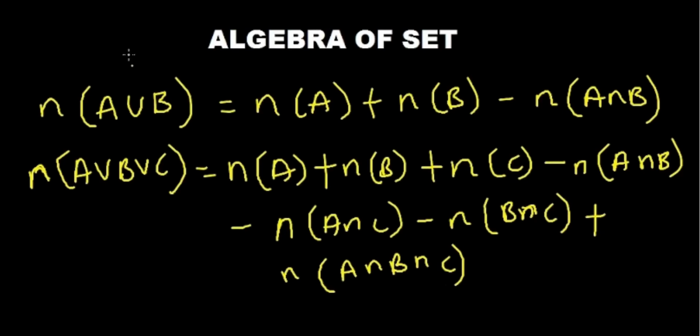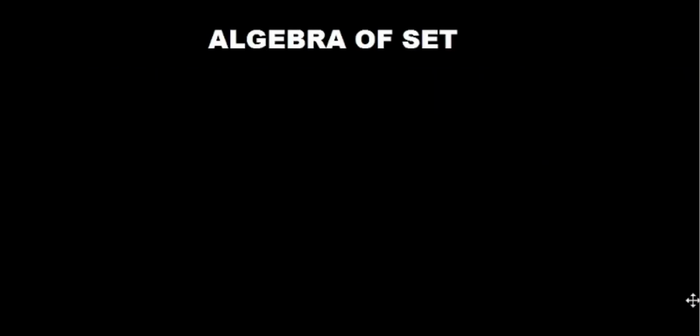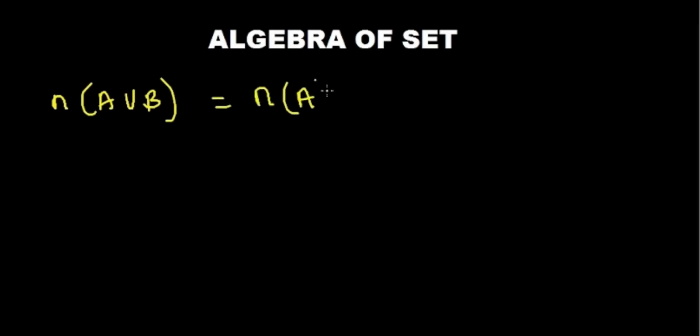But for some questions where the two sets are disjoint, I've explained what a disjoint set is in the concept of set theory video. You can check out that video. Now, if it is disjoint, that means the intersection is empty. So A union B will now be just A plus B, since there is no intersection. Likewise for three sets. Alright, so let's quickly move to properties of sets.